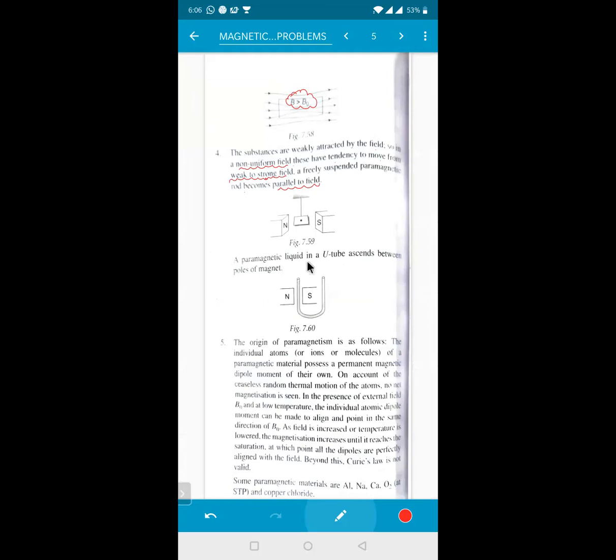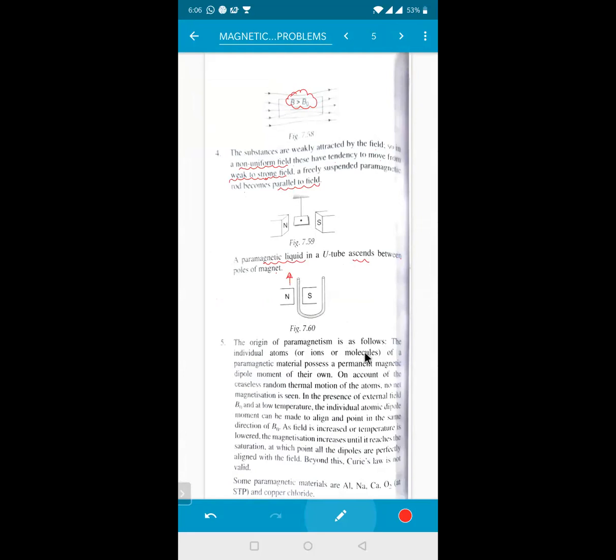That means a paramagnetic liquid in a U-tube will ascend between the poles of your magnet. Ascends means it goes up, it rises. Whenever a paramagnetic liquid is kept in a strong magnetic field, it will rise due to attraction. Is that clear?